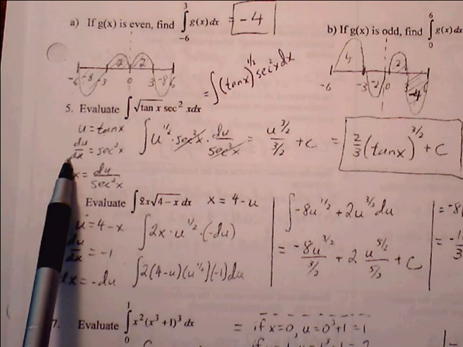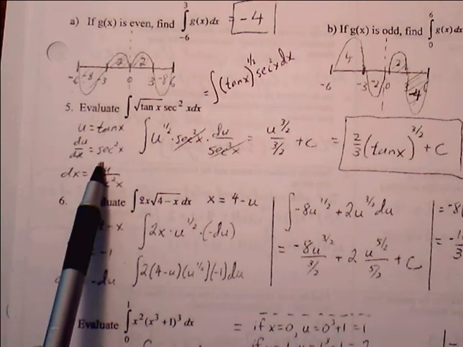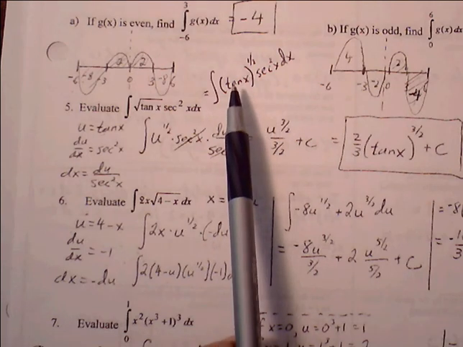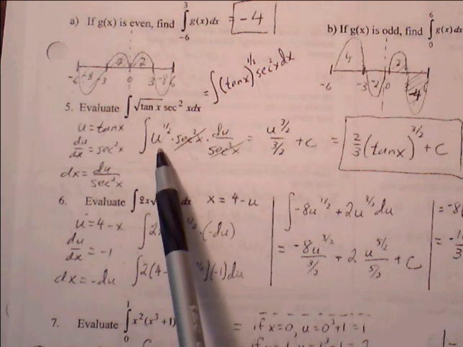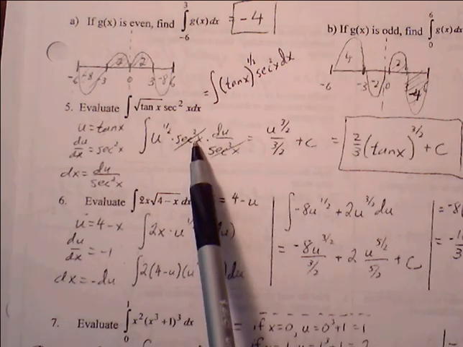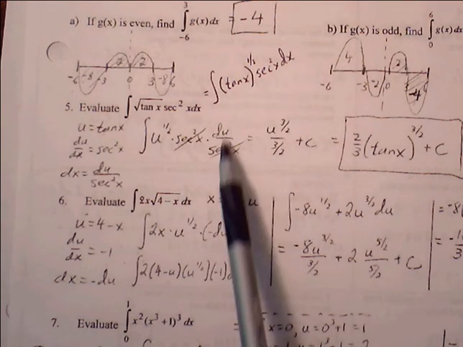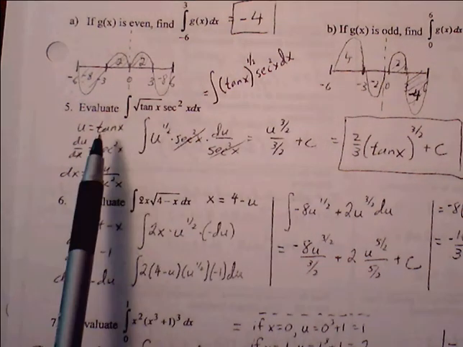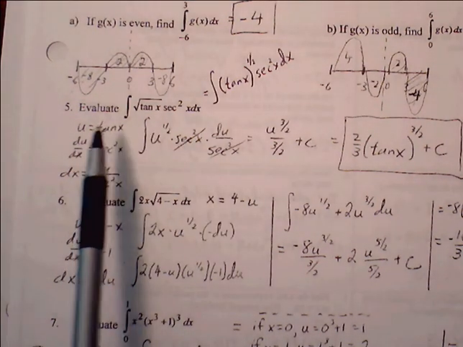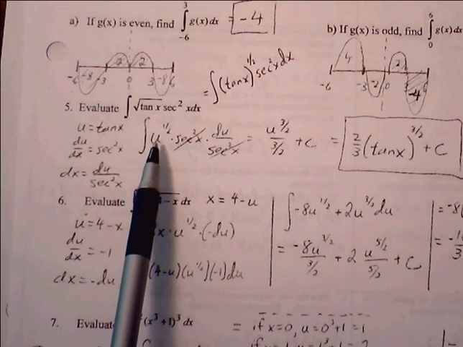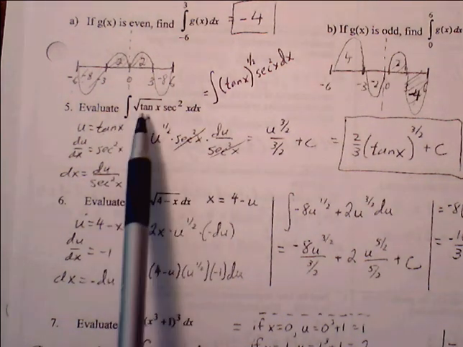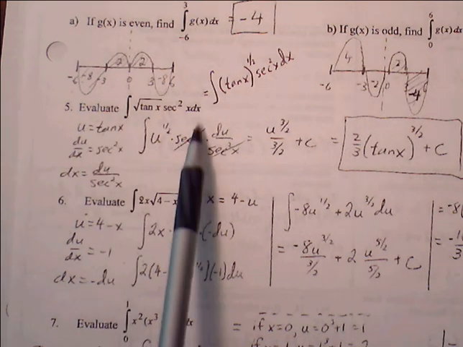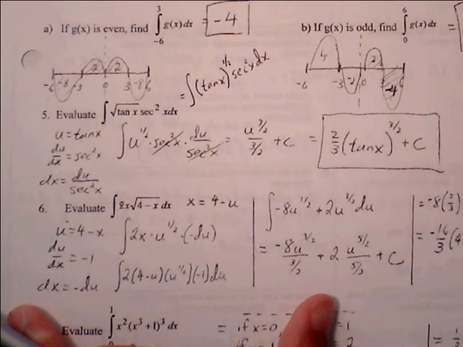So I'm going to solve for dx. Solving for dx, I get du over secant squared of x. Okay, so let's go through and make my substitutions. Tangent x gets replaced with u to the 1/2. Secant squared x stays. Replace dx with du over secant squared x. Secant squared x cancels out. The entire point of going through u substitution is we want to convert everything to be in terms of u, and along the way make sure that any remaining derivatives are taken care of.